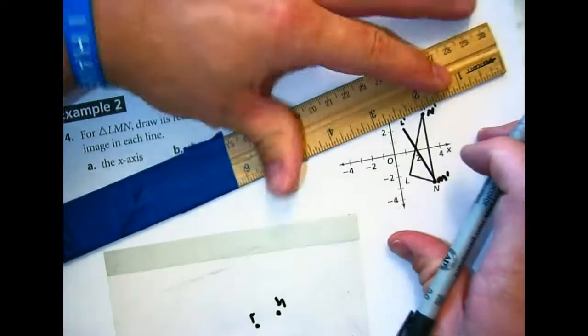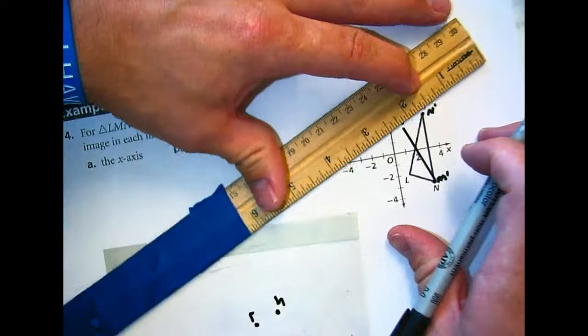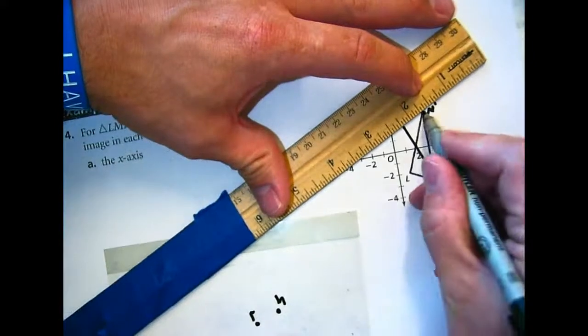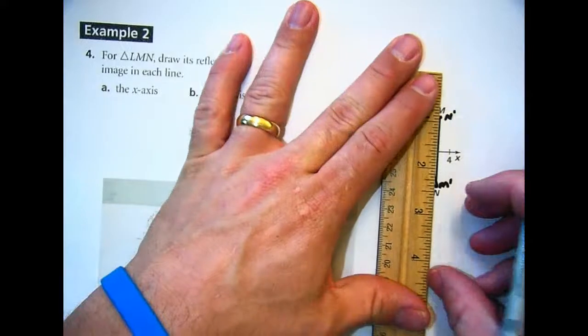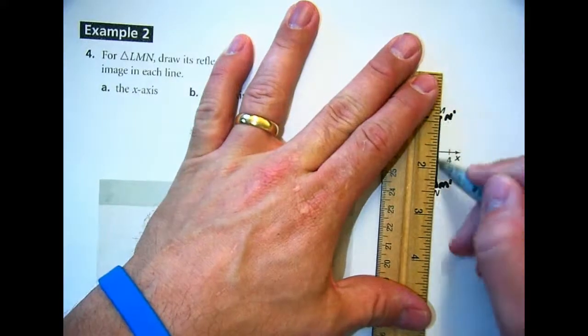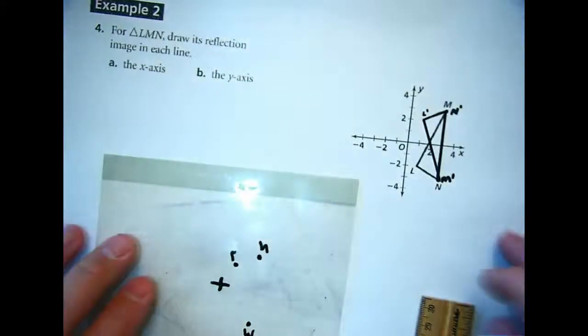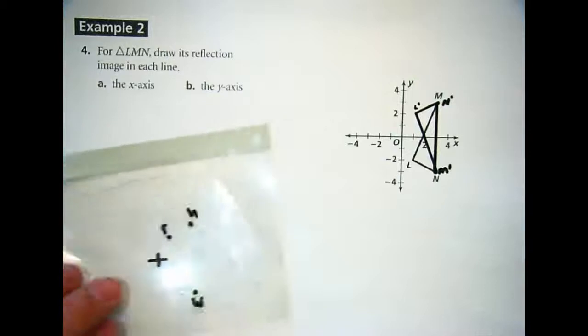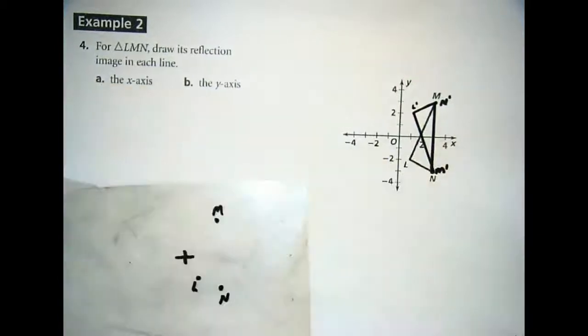Now I see a lot of students in other years, they shade it and they label it because they're crafty like that, and you're welcome to do that. I'm not going to do that, but that's my first one there. I've reflected across the x-axis.